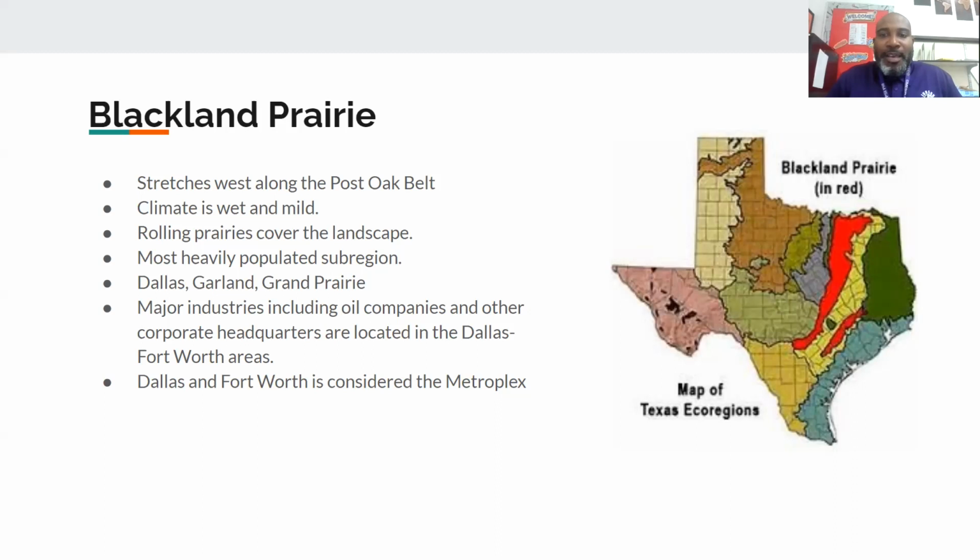The next place that we have is the Blackland Prairie. The Blackland Prairie stretches along the Post Oak Belt. Its climate is also wet and mild. It has rolling prairies that cover most of the landscape. It is the most heavily populated subregion. In this region, you have Dallas, Garland, Grand Prairie. You also have Fort Worth.